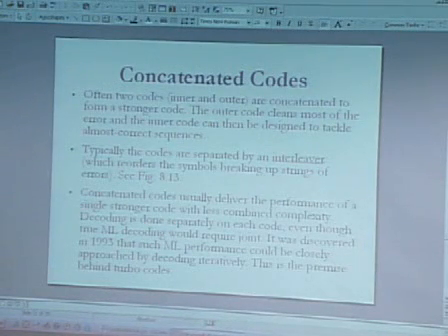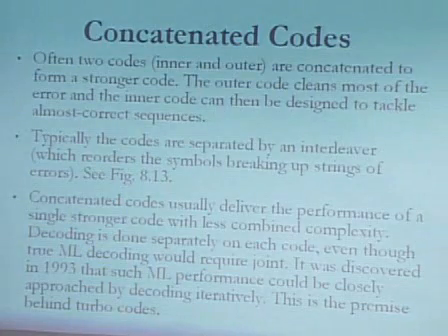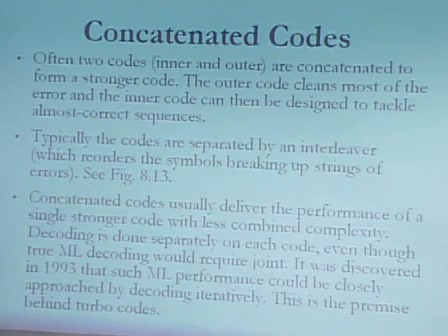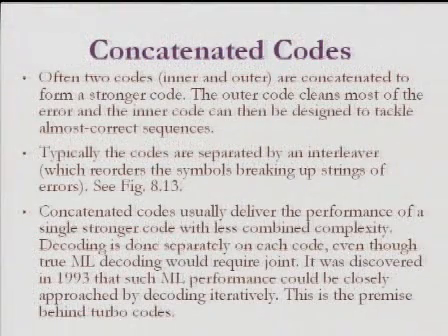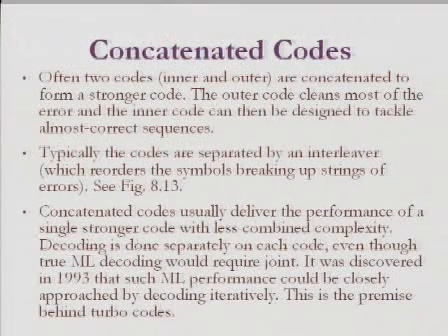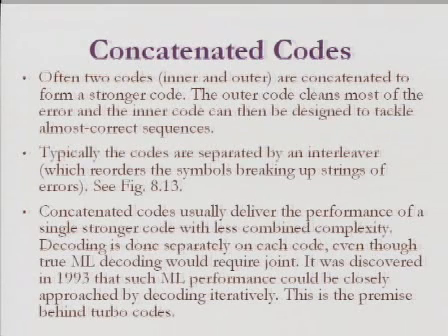Now, why do we want to concatenate codes? It turns out concatenation of codes results in essentially a stronger code. The two codes convolve into an equivalent code that is much stronger. Yet the complexity is easier because you can decode each of them separately, right? It is not optimal to do that. The optimal decoder would be to do them jointly. But usually you can decode them separately and then iterate, and that works very well.